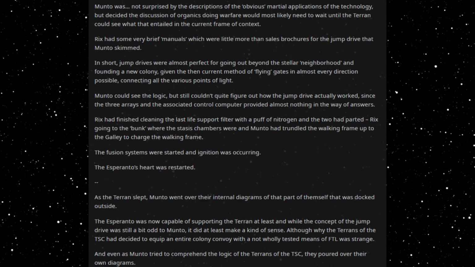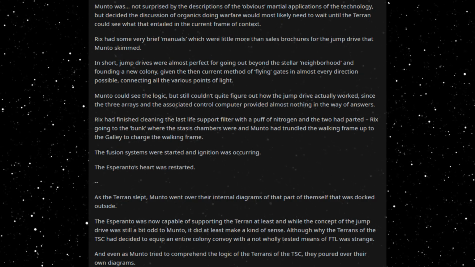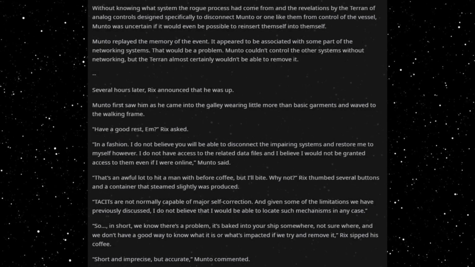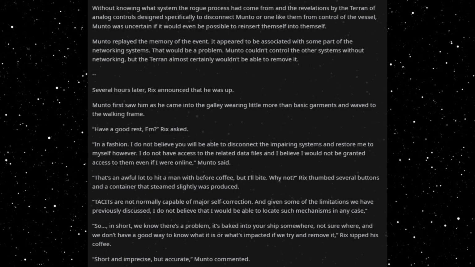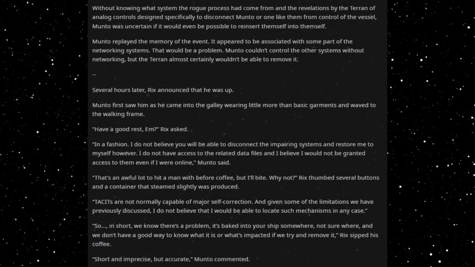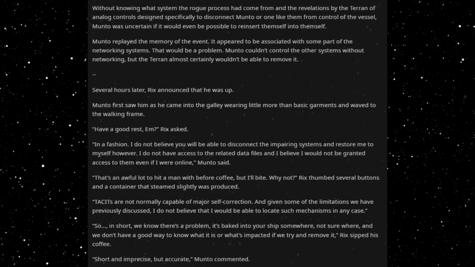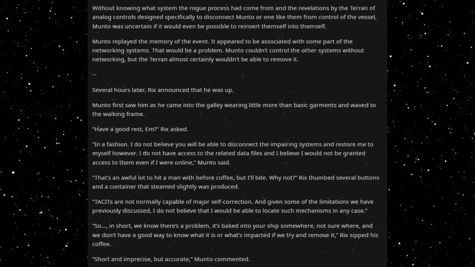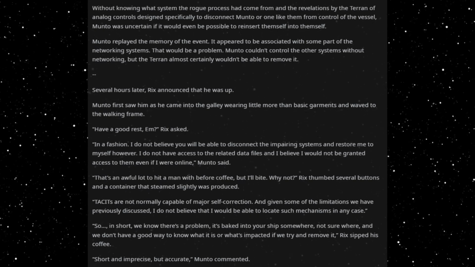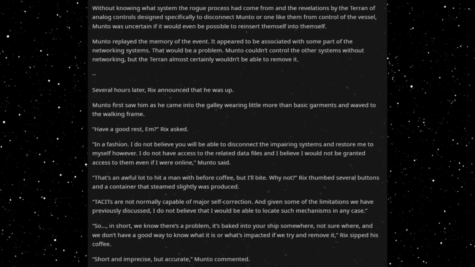Even as Munto tried to comprehend the logic of the Terrans of the TSC, they pored over their own diagrams. Without knowing what system the rogue process had come from, and the revelations by the Terran of analog controls designed specifically to disconnect Munto, or one like them, from control of the vessel, Munto was uncertain if it would even be possible to reinsert themselves into themselves.